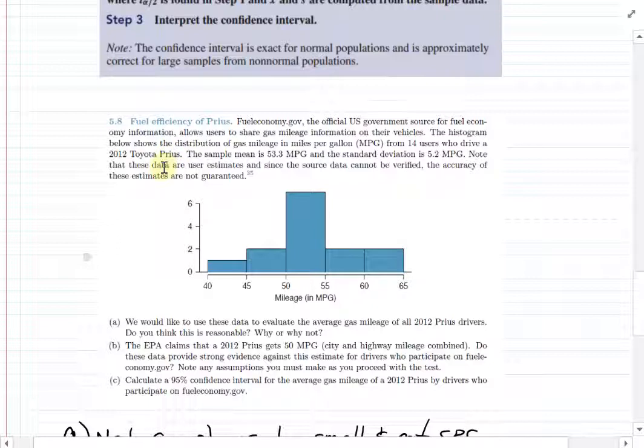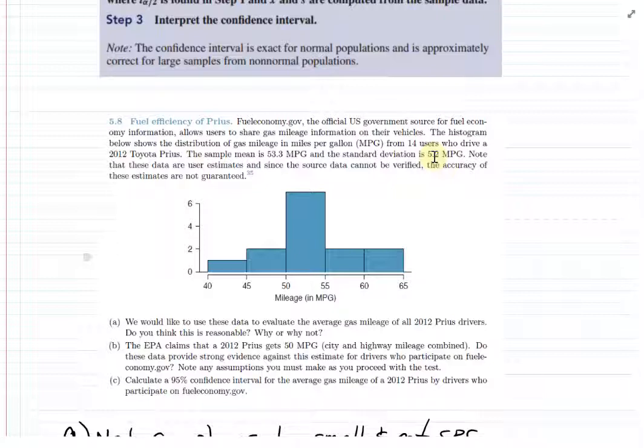The sample mean is 53.3 miles per gallon, and the standard deviation, remember from the sample, turned out to be 5.2. We don't see the data here, these 14 numbers, so we have summary information. We know the sample size, we know the mean, we know the sample deviation. We call those summary statistics.